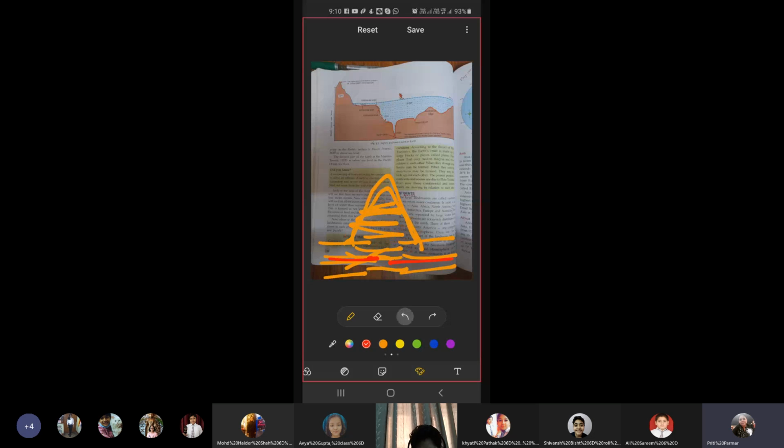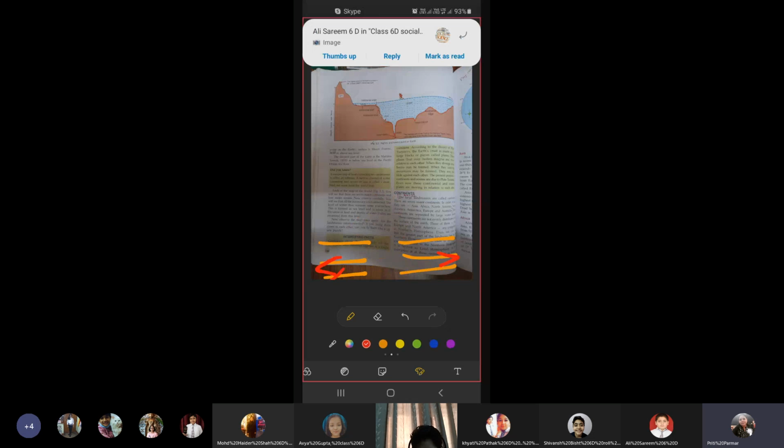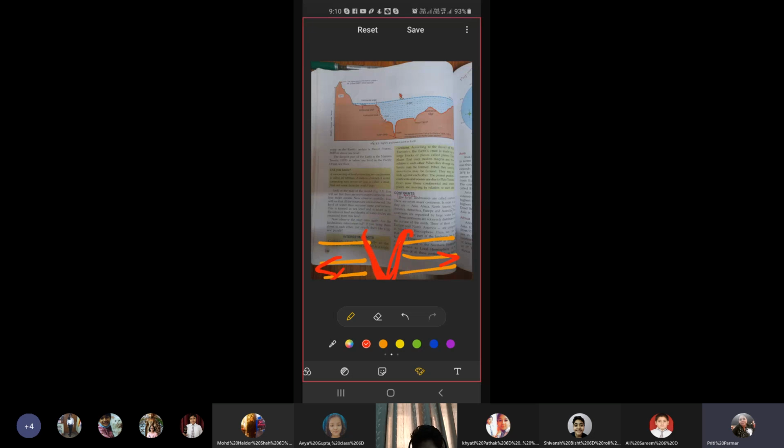Now, in the second case, if the layers inside the earth move away from each other, if they drift away, then it results in a trench here. So it is the tectonic movements which have resulted in basically the world which we see now.